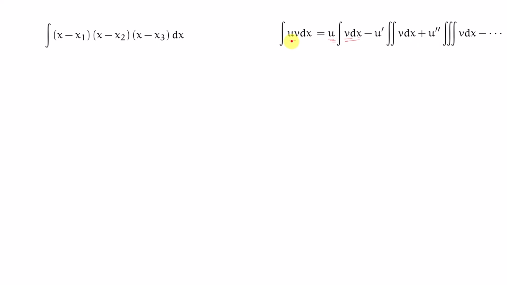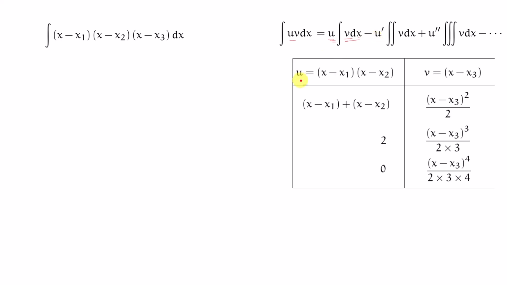So what we do is pick u in such a manner that after a few derivatives, the derivative of u will become 0. Then all subsequent derivatives of u will become 0. So that is how we do it. Let us see how we do it in this case. To evaluate this integral, I pick u as the first two terms. This is completely arbitrary, and you can pick another u. There is no problem.